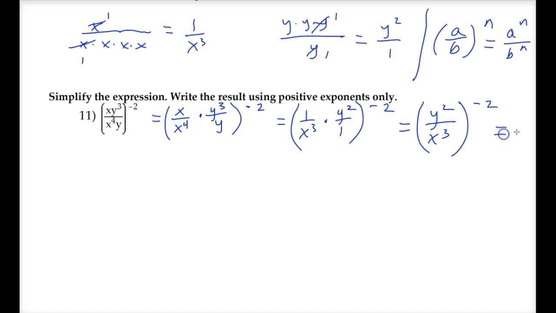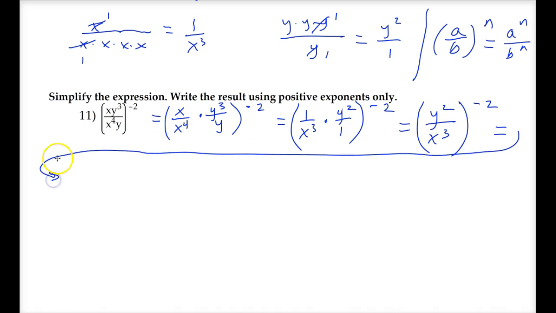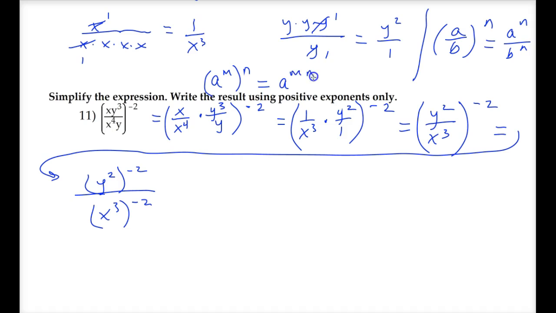And in doing that, what we would end up with is this. We would have y squared, all that raised to the negative 2, over x cubed, all that raised to the negative 2. So from that point, we also realize that anytime we have an exponential number or expression raised to another exponent, like how we see here, we can multiply the exponents. So that means here this would be y raised to the negative 4, because 2 times a negative 2 is a negative 4. X raised to the negative 6, because positive 3 times negative 2 is a negative 6.